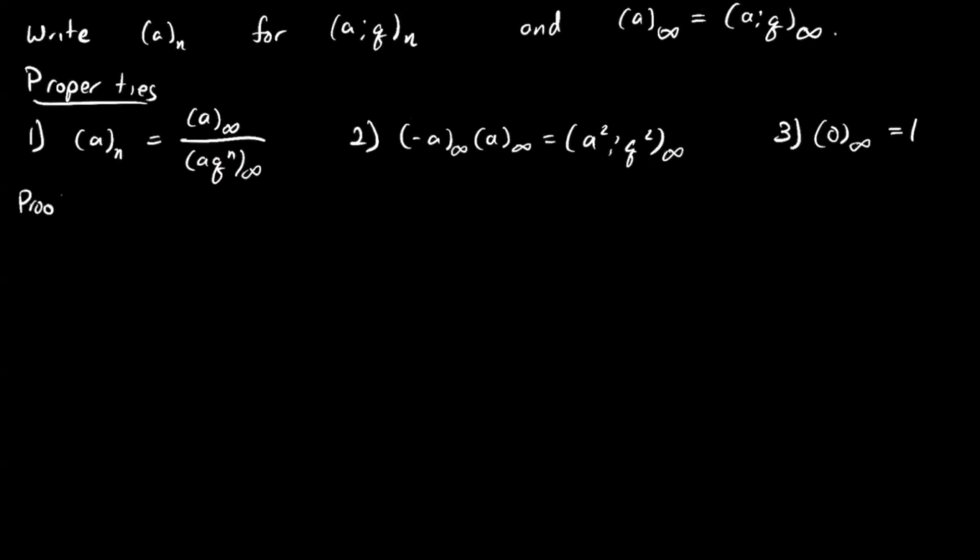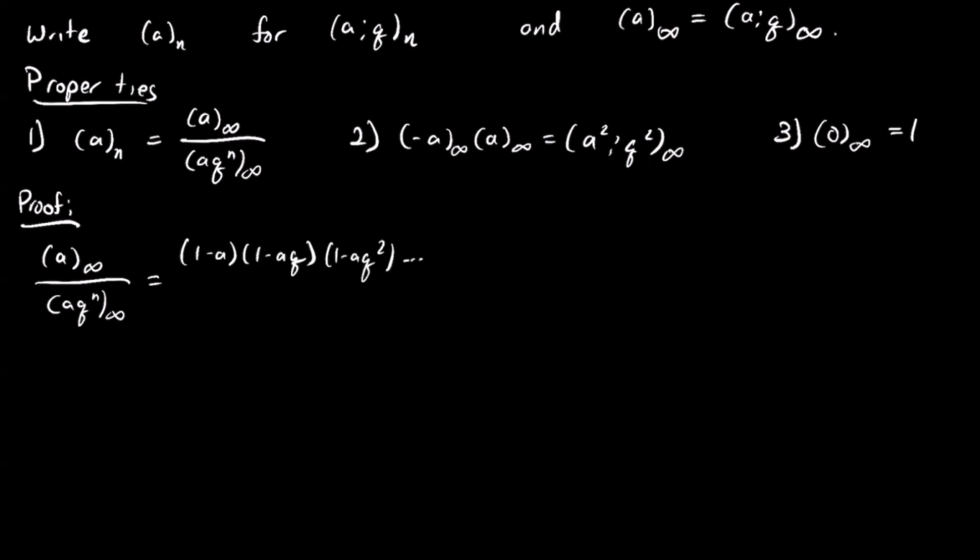So let's prove property 1. For property 1, I'll start with the right-hand side. I'll write a sub infinity divided by (a q to the n) sub infinity. And let's expand these products out. So the product in the numerator is just (1 minus a)(1 minus aq)(1 minus aq squared). And it just goes on infinitely. So we'll keep going. We'll write 1 minus a q to the n minus 1, 1 minus a q to the n, 1 minus a q to the n plus 1, so on and so forth.